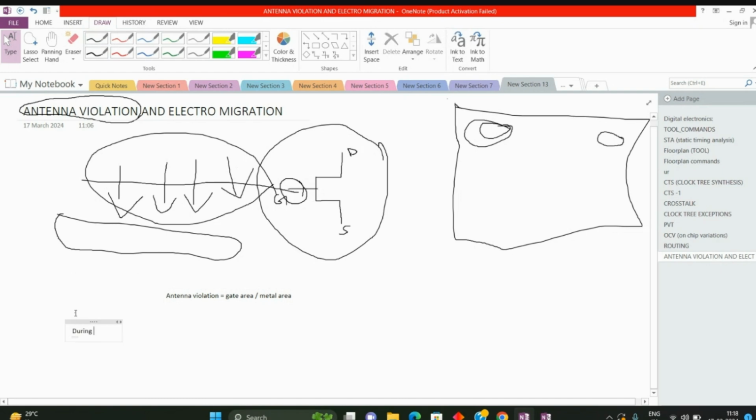During plasma etching in the fabrication process.